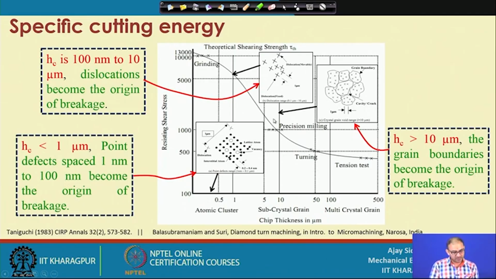This one diagram gives you an overall idea of how much the resisting shear stress is. That means the specific cutting energy we are talking about is also related to this particular diagram. It is almost superimposed over this diagram, and you will not get any different trend in the specific cutting energy. This is what is happening: the number of defects is reducing as you go down and down into the micro scale.